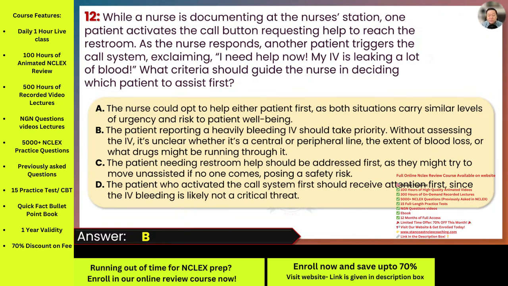Now, you also have to think, can I delegate this task? So you have to assess the issue with the IV bleeding. This is a nurse issue, whereas the restroom request can be safely delegated to an assistive personnel or a nursing assistant. So keep that in mind.